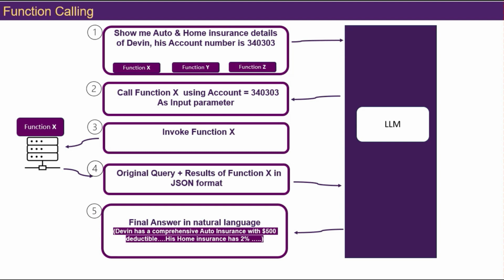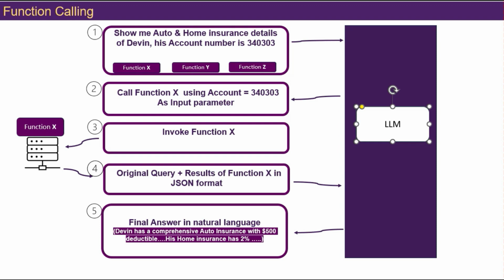So here, a user types in: show me auto and home insurance details of Devin. His account number is this. So this is a user query. You pass the user query to the large language model over here, but you also pad it with the functions available. Basically, functions are nothing but your enterprise functions. The large language model will decompose and understand the query, will also inspect the function definitions, and will return to you which function to call and how to call it. All right, so what arguments to pass, things like that.